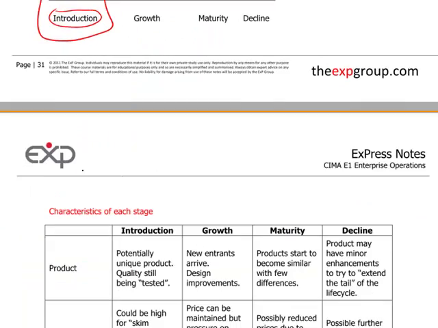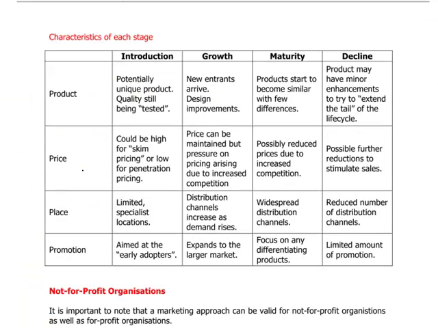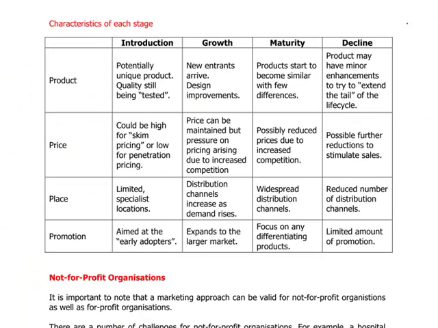On the next page, we have in more detail the characteristics of each stage. Again, you can read through all of this in your own time, but just to highlight one, price. Price at the introduction stage could be high for skim pricing, as in the 3D television I've just mentioned, or it could be low for penetration pricing to get into the market as quick as possible.